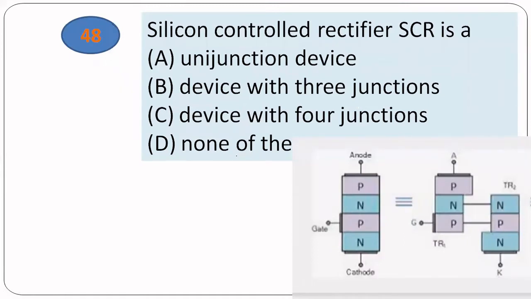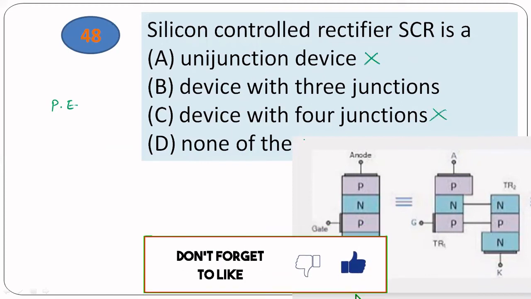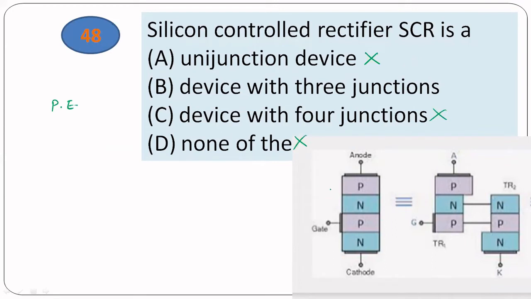This is a very simple question from the subject power electronics. It says that a silicon controlled rectifier is a unijunction device? No. Whether it has 4 junctions? No. None of this is also not a valid option. But if we see the structure, we have one junction, and this N and P makes the second junction, and this P and N makes the third junction. Hence, an SCR, or silicon controlled rectifier, popularly known as a thyristor, has 3 junctions.